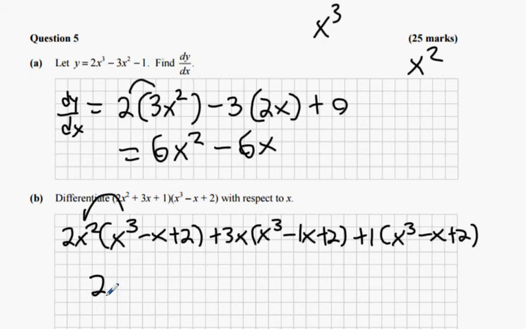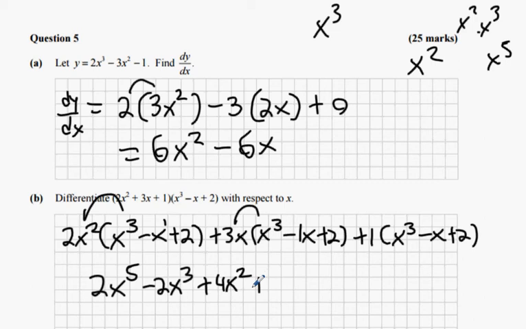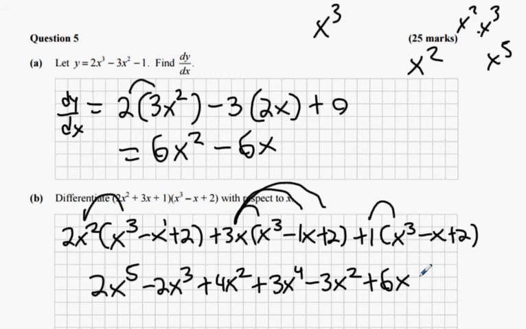So what happens is this. 2x to the power of, anybody? x squared by x cubed? x to the 5. Addition. x squared by x cubed is x to the 5 when you multiply them. Alright, x squared by x to the 1? 2x cubed. I haven't differentiated yet, I'm just multiplying. 2x squared by 2? 4x squared. 3x by x cubed? 3x to the 4. 3x by minus 1x? Minus 3x squared. 3x by 2? 6x. 1 by x cubed? Just the same thing, isn't it?